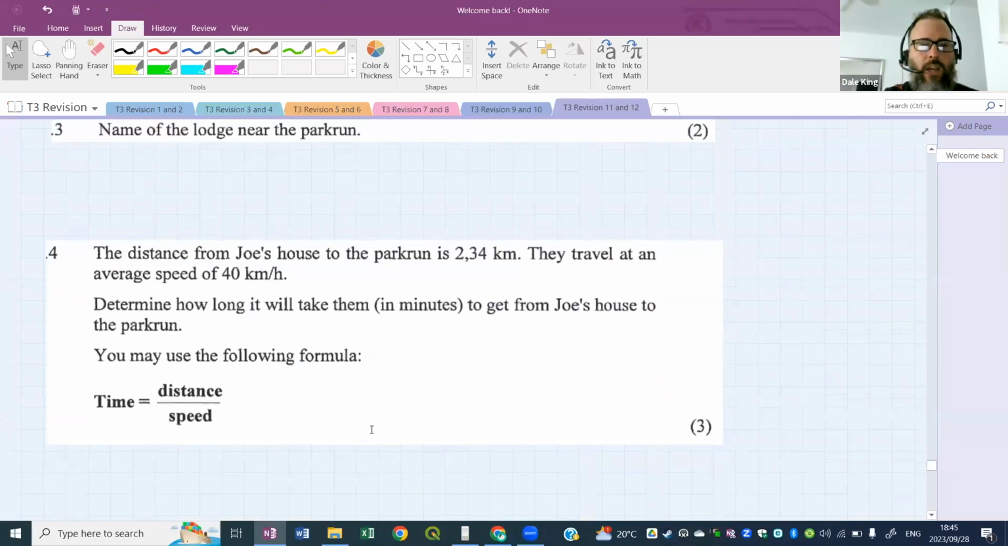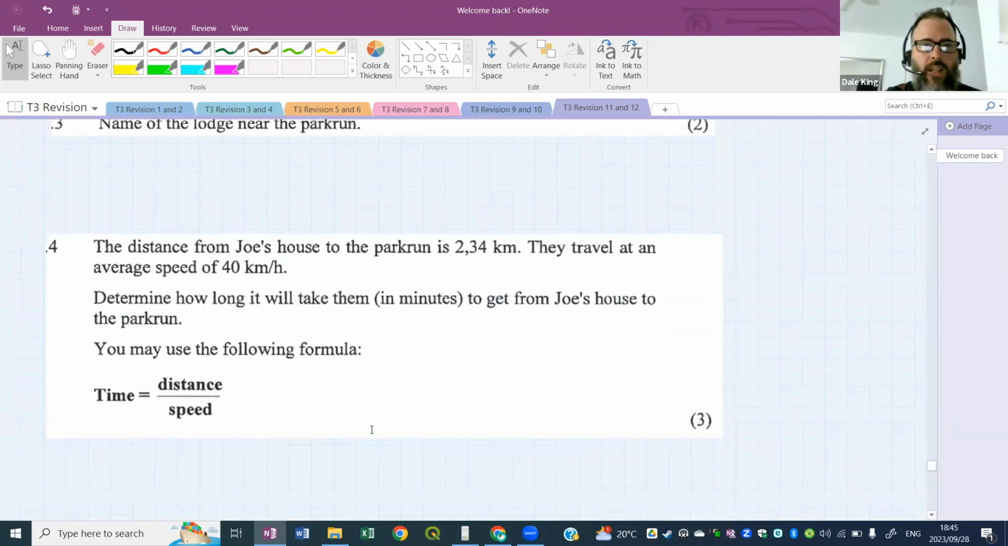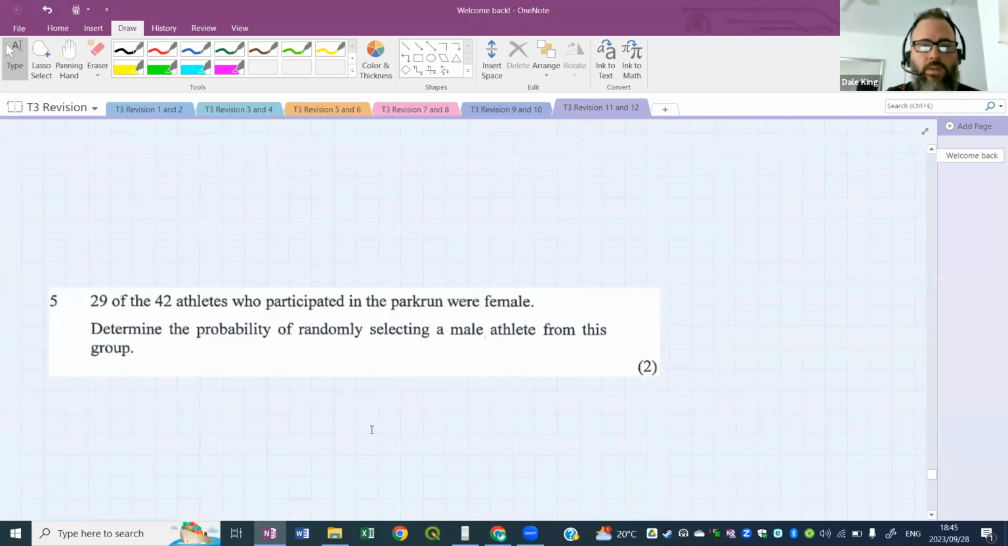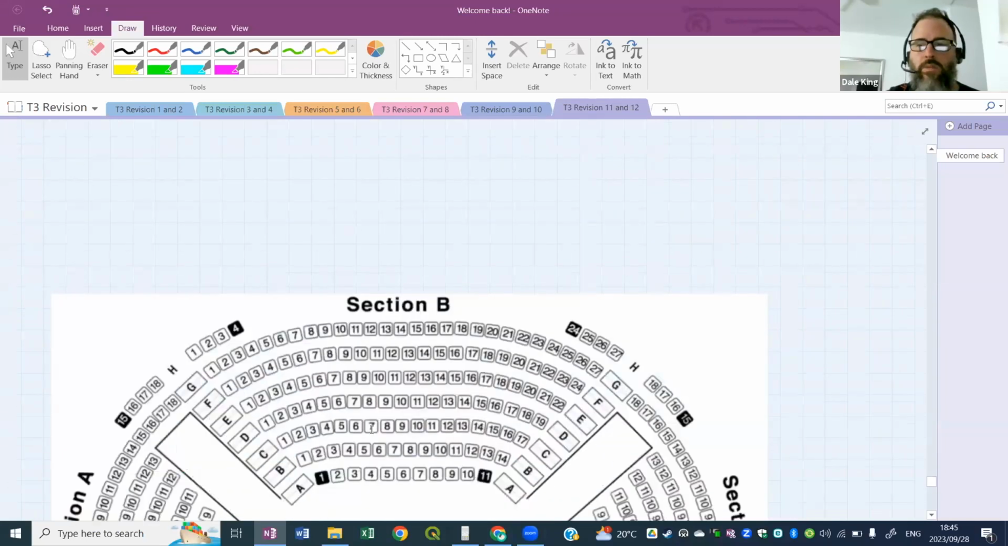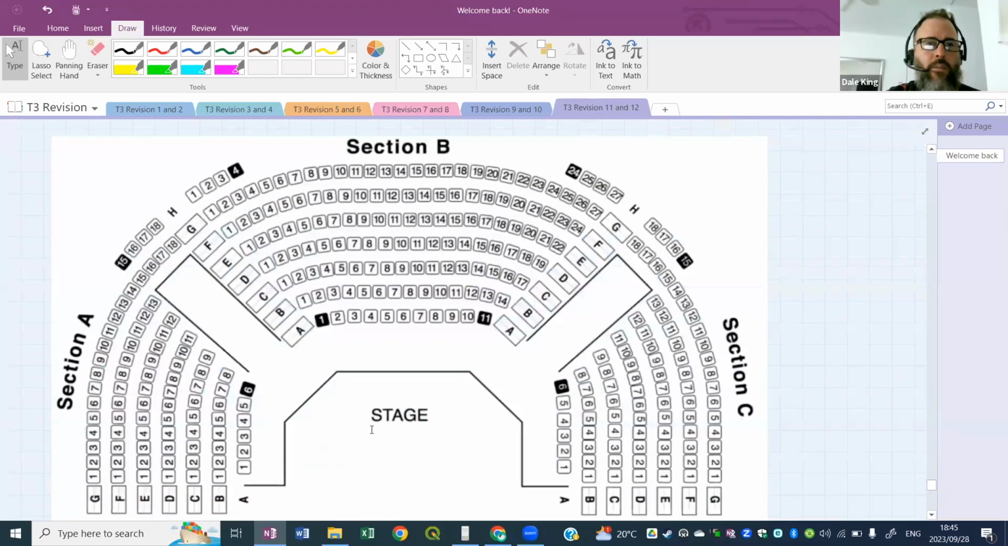And look here, another speed equal distance over time. So speed equal distance over time questions often come up in the map work section. All right. And look here, the last one, a probability question. Okay, so probability often gets injected into the section. But let's move on to a diagram here.